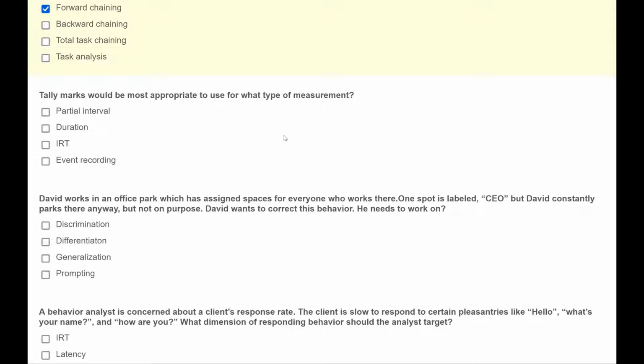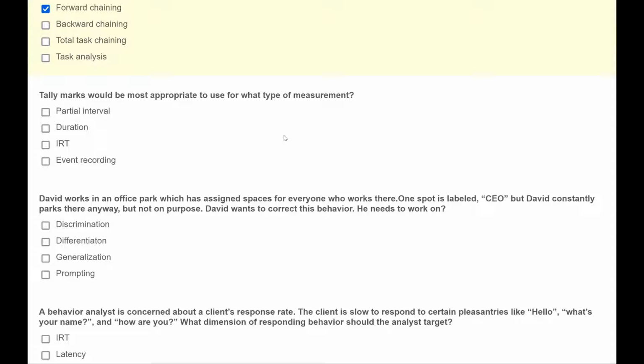Think about a tally mark, right? Something happens, we make a mark. Something happens, we make a mark. And they are cumulative. Tally marks are cumulative, right? When would it be most appropriate to use tally marks? A, partial interval. Now, think about a partial interval recording.